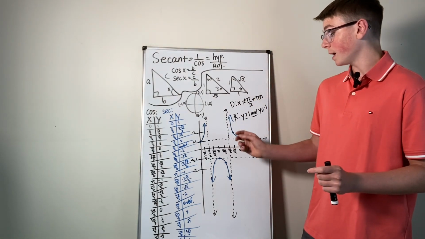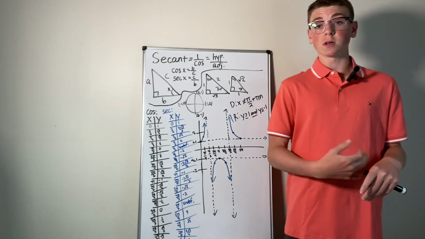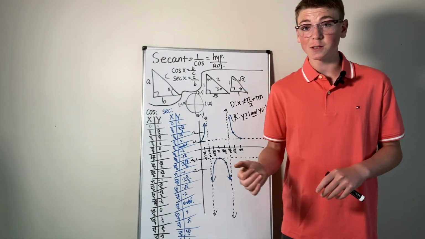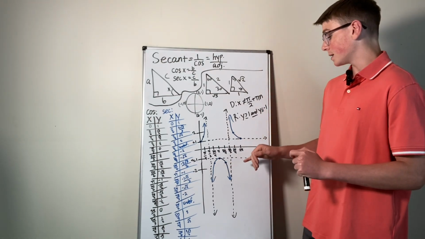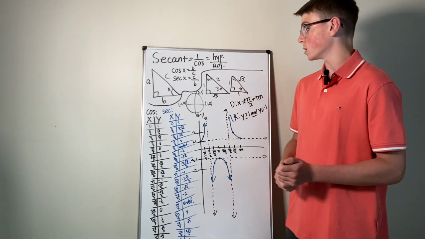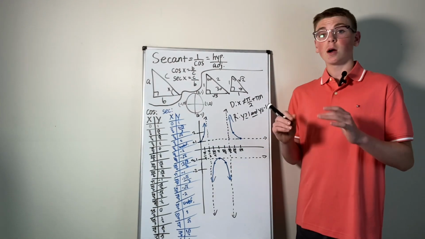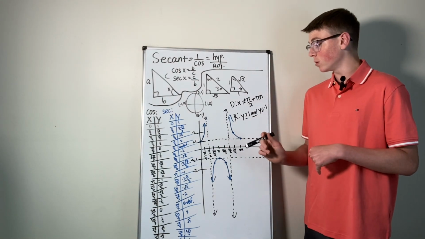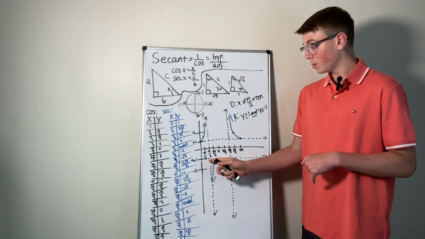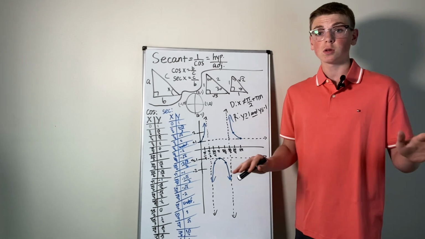So at pi over 2, there's an asymptote. At 3 pi over 2, there's an asymptote. I'm going to guess at negative pi over 2, there's an asymptote. And at 5 pi over 2, there's also an asymptote. So our domain is x is not equal to pi over 2 plus pi n. So going pi in any direction will give you an asymptote. So we're not equal to that.